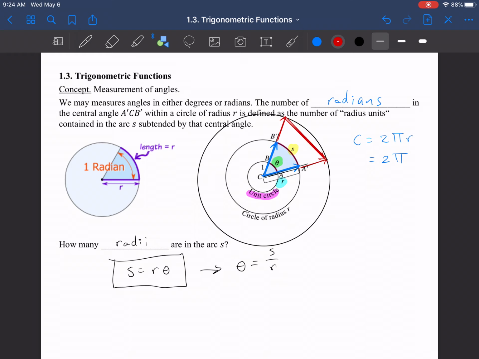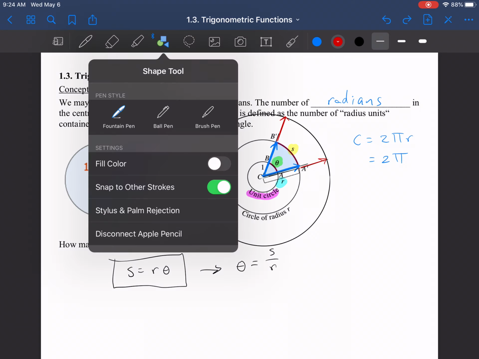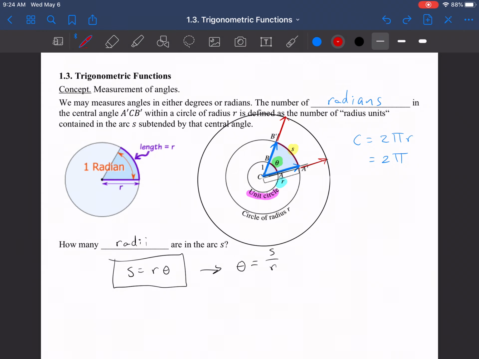oops, forgot to turn that off. Why isn't that turning off? Turn off. Sorry, there we go. I got it. This arc length up here, S, is actually going to be 2s. It's going to be twice the length of that one if the radius is twice as much.